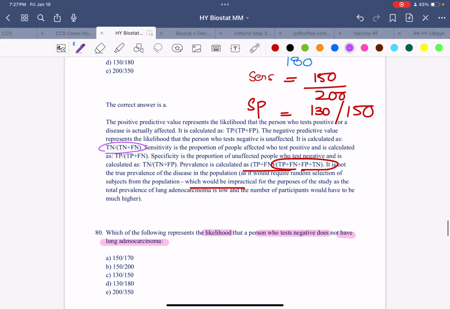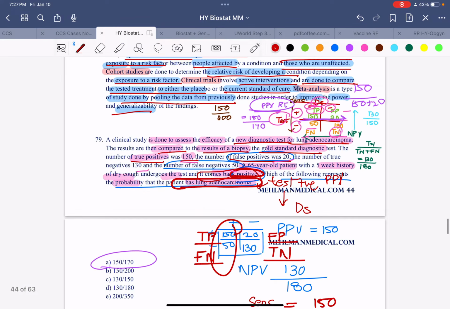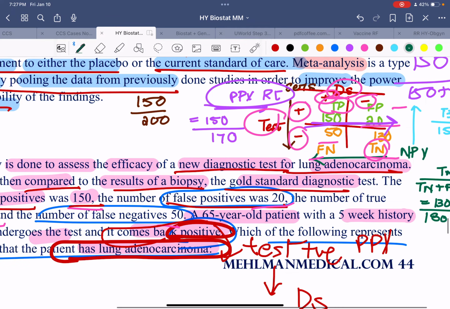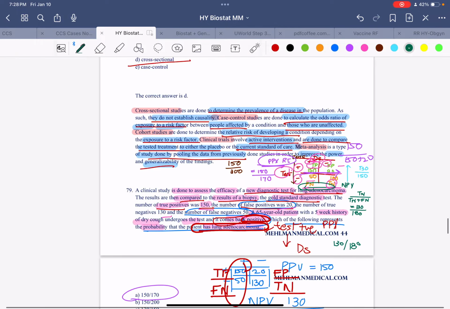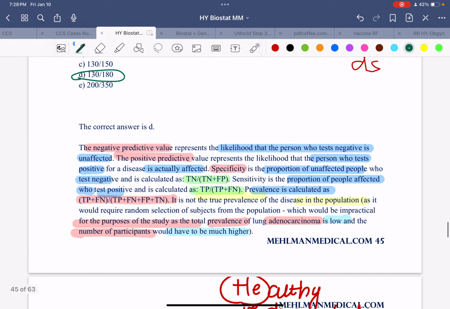Now, if they change the question and they ask which of the following represents the likelihood that the person who tests negative does not have lung adenocarcinoma, we are beginning with a test which is negative, and then we have to tell whether he doesn't have the disease or he has the disease. This is known as the negative predictive value, and you know that we calculate the negative predictive value going towards the left. So that would be 130 upon 130 plus 50, which is 180. So let's see which answer is 130 by 180, and D is our correct answer over here.